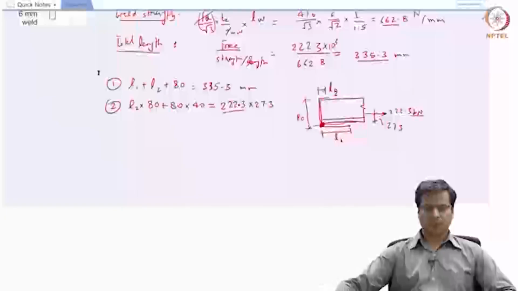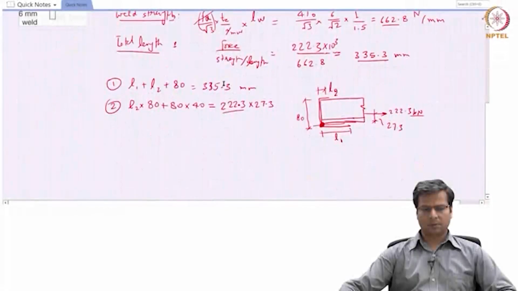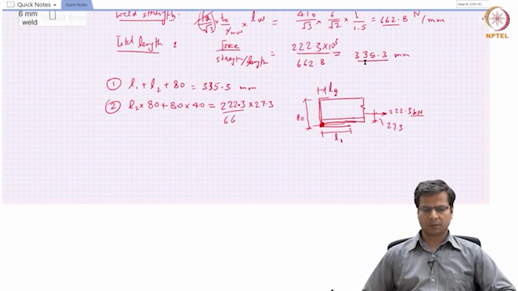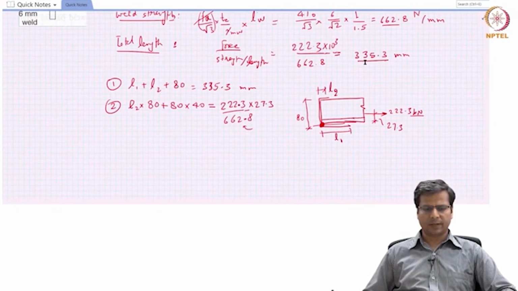divided by the weld strength per unit length. This was the strength per unit length. You divide by that, and then from the second equation, if we solve for it, we get L2 is equal to 74.4 millimeters, which we can approximate as 75 millimeters. And we substitute this value into the first equation, and we can get L1 equal to 181 millimeters.